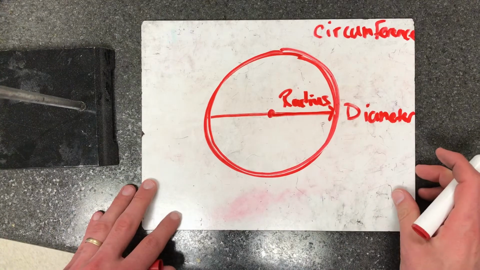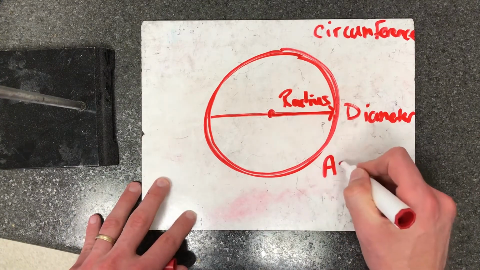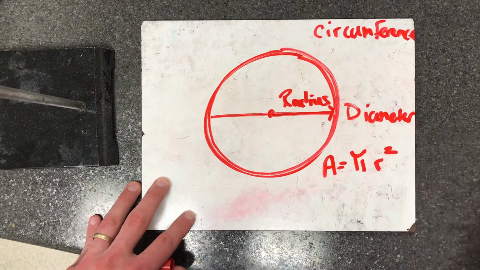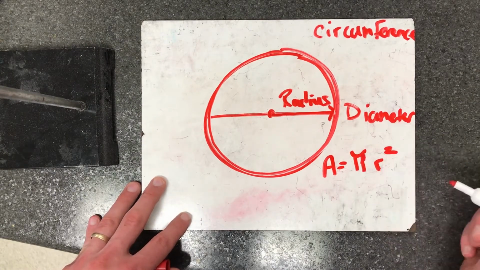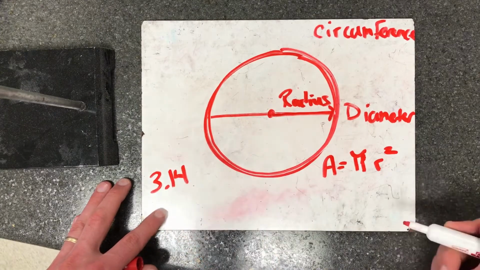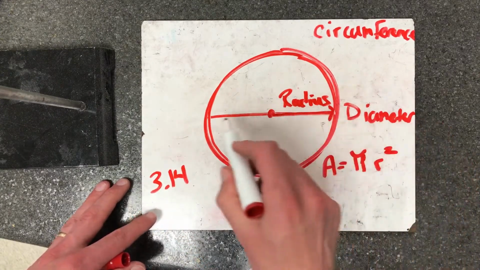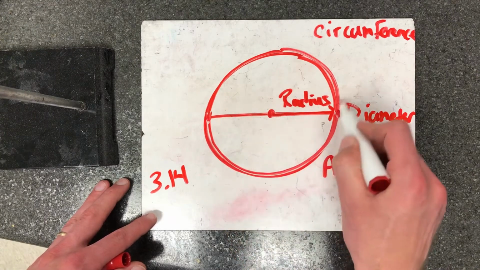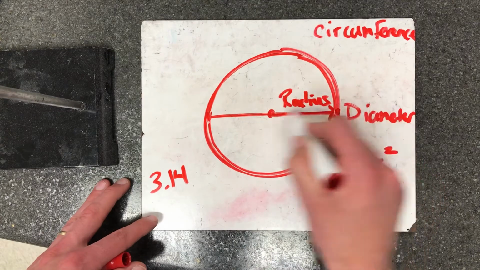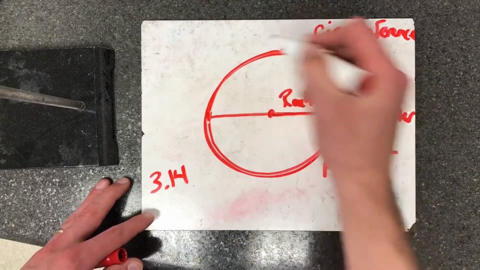So to find the area of a circle, we know that area is equal to pi times the radius squared. And pi is equal to approximately 3.14, and pi refers to the relationship between the length of the diameter and the circumference of a circle. If we times this length by pi, we will always get the circumference of a circle.